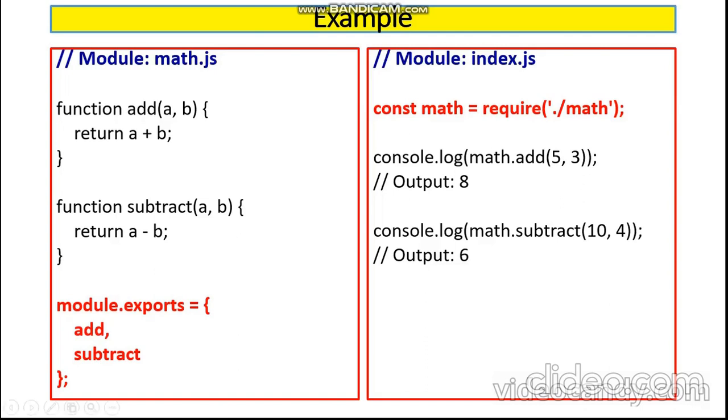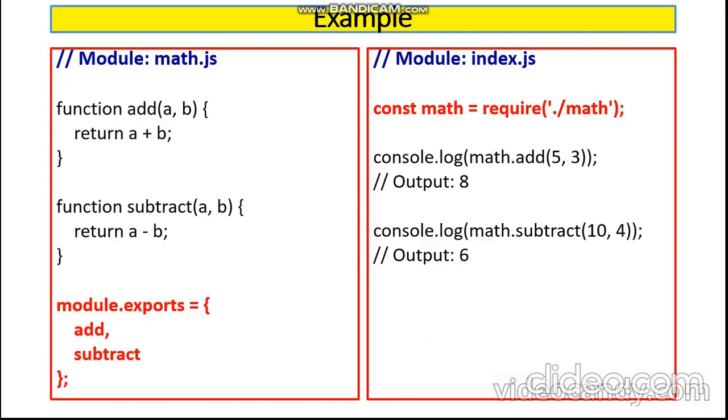Now inside this add function we are using two parameters, a and b, and this function returns a plus b. Similarly, the second function is the subtract function. Again, this is also a parameterized function, because here I am using parameters a and b, and this function returns a minus b.